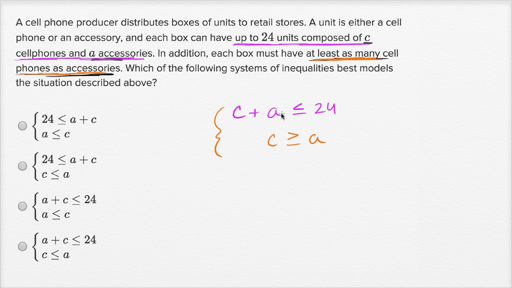This is saying C plus A has to be less than or equal to 24. This is saying 24 has to be less than or equal to C plus A, or A plus C. So we can just rule that one out. This one also has that same 24 is less than or equal to A plus C. So we can just rule that one out.